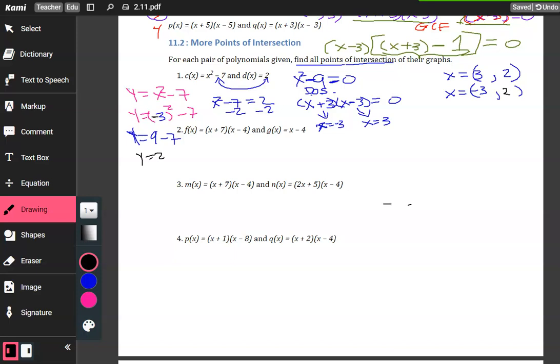I'm not going to show you the graph on Desmos, but if you want to see visually what this looks like, you could punch those equations into Desmos and you should expect that they cross at 2 spots, in these 2 spots.